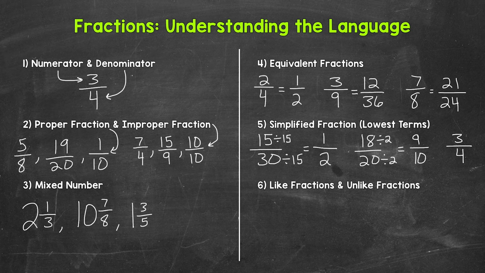And then lastly, for number 6, we have like fractions and unlike fractions, or you may hear like denominators and unlike denominators. Let's start with like fractions. Like fractions are fractions with the same denominator, also called a common denominator. For example, 1/8 and 3/8 are like fractions. They have the same denominator of 8. They have a common denominator of 8.